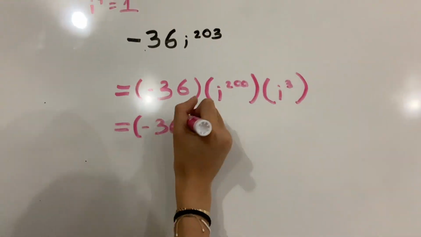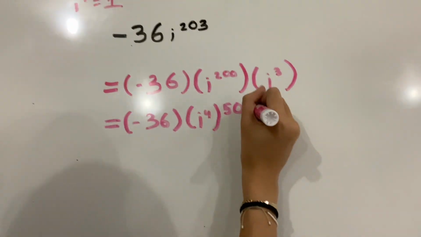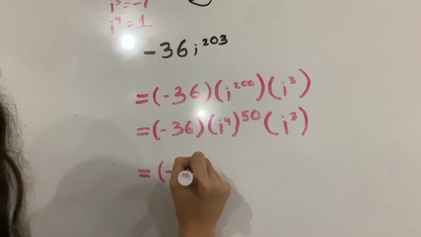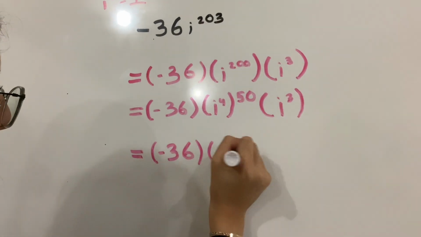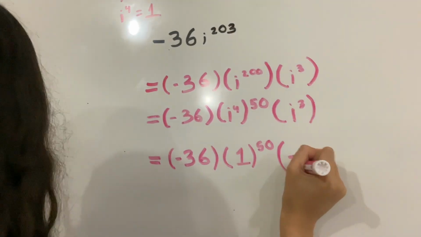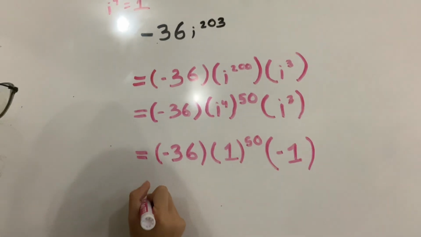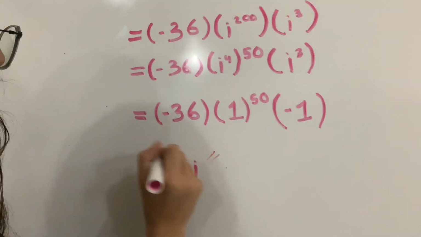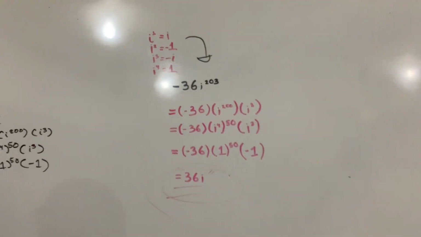Negative 36 times i to the 4 to the 50 times i to the 3. Now, i to the 4 is 1, therefore it's basically 1 to the 50. So don't worry, we're technically doing negative 36 times 1 times -i. And that gives us an answer of 36i.